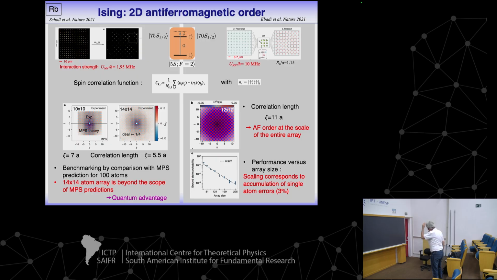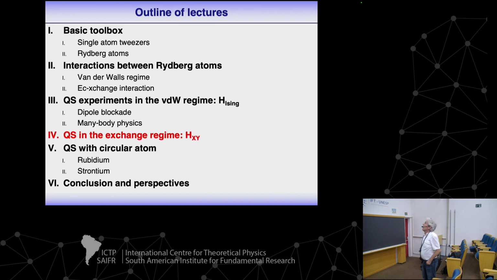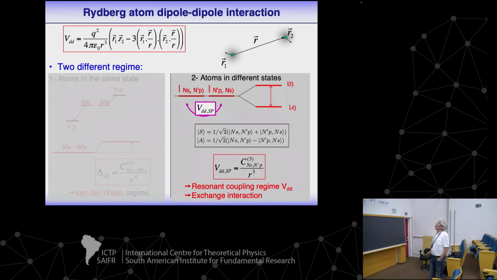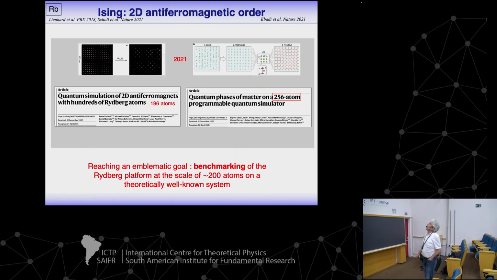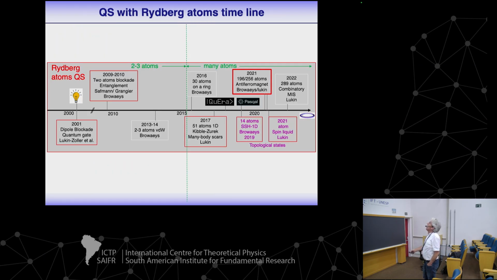So that's really a point where a toolbox was ready to perform a lot of things with the Ising Hamiltonian. Maybe I just mention what was done here by mentioning some papers I will not have time to discuss, but which were performed in the line of exploiting this Hamiltonian with many atoms.